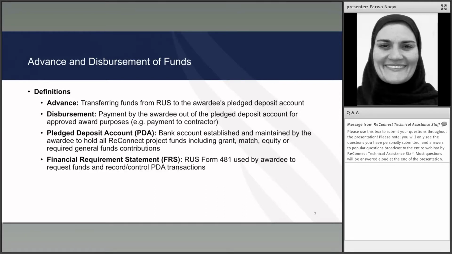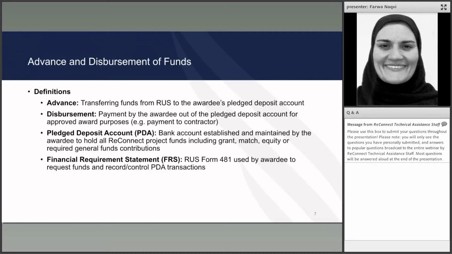A disbursement means a payment out of the pledge deposit account for an approved purpose, such as an invoice related to an approved contract. It also refers to reimbursement if an awardee has paid for any invoices for approved award purposes out of its general fund account.